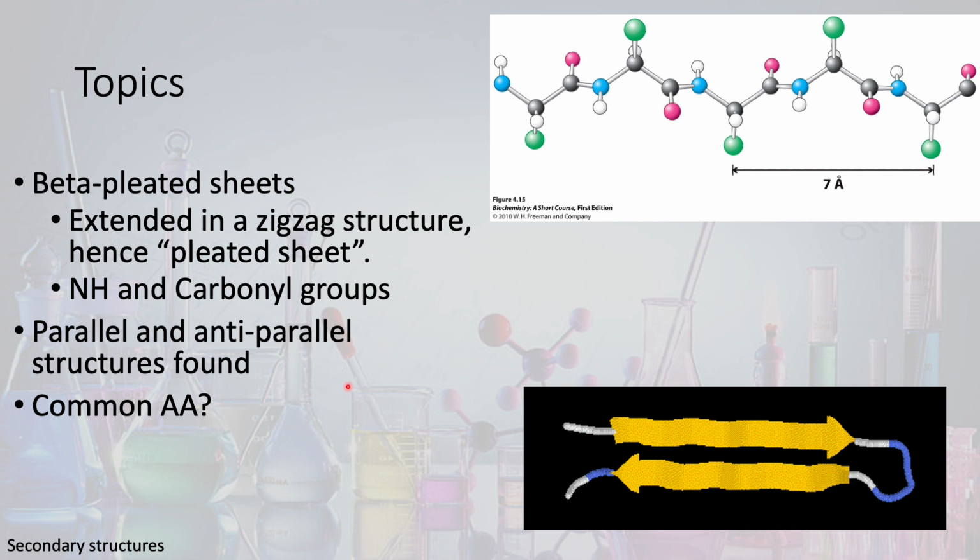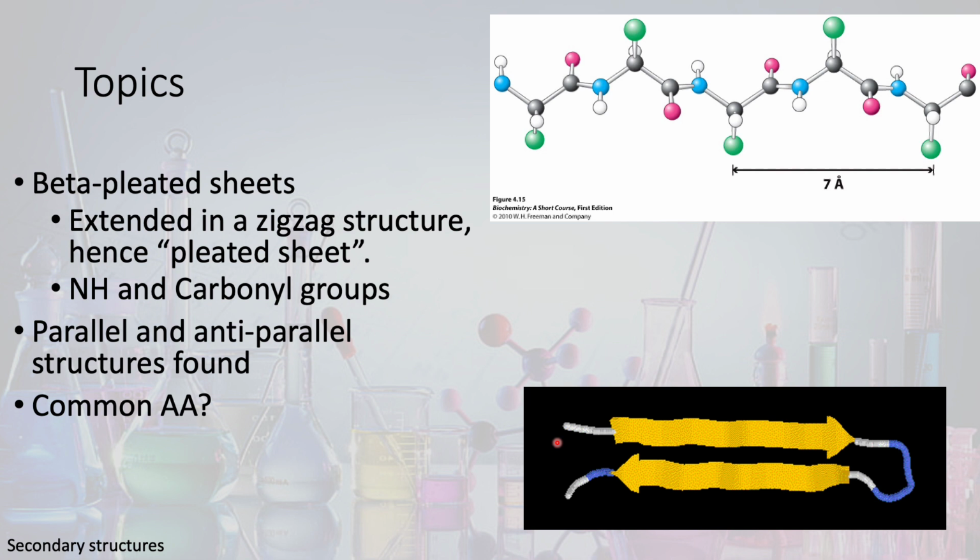So another secondary structure, again, that I mentioned earlier, would be beta pleated sheets, right, or beta sheets. So these are large segments of amino acids that extend in a zigzag structure, hence the pleated sheet name, and essentially align in these normally sheet-like flat structures, right? There's two types of beta sheets, right? Parallel and anti-parallel. Those will come up on the next slide.